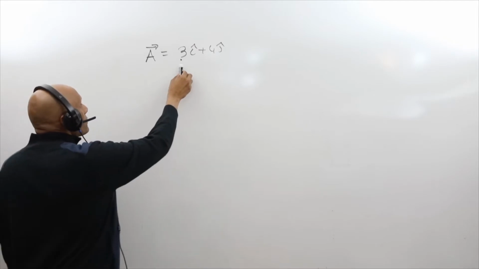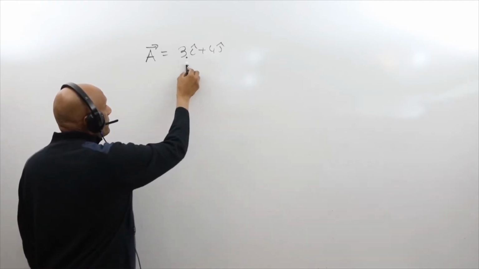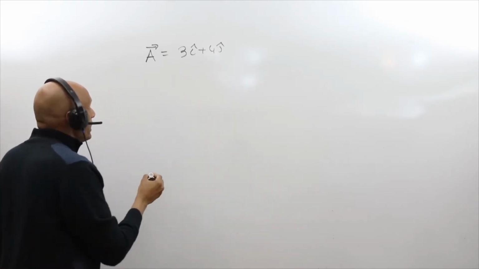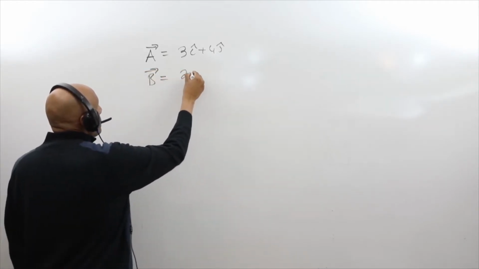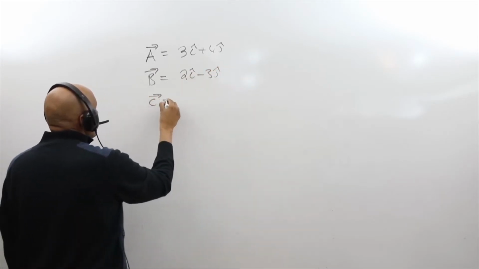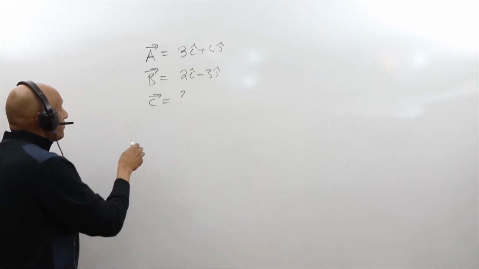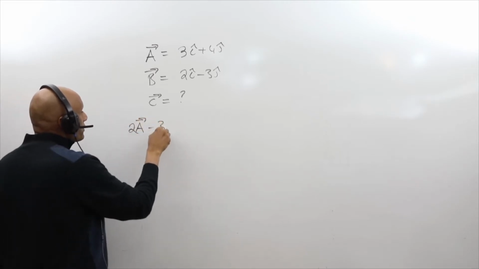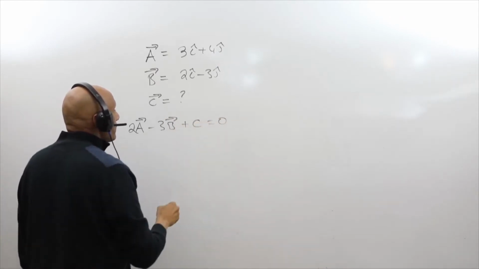This means, if i was a direction for east and j was for direction north, this is 3 meters east and 4 meters north. So this is 3i plus 4j. And somebody defines b vector equal to 2i minus 3j, and c vector is equal to something, I don't know, but I'm told that the following is true, that 2a minus 3b plus c is equal to 0.